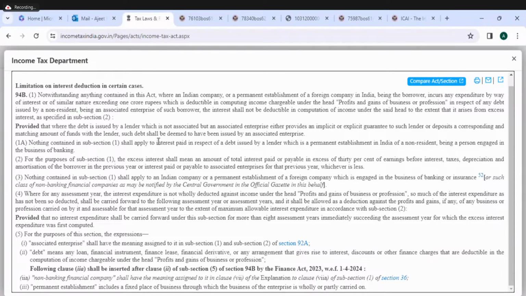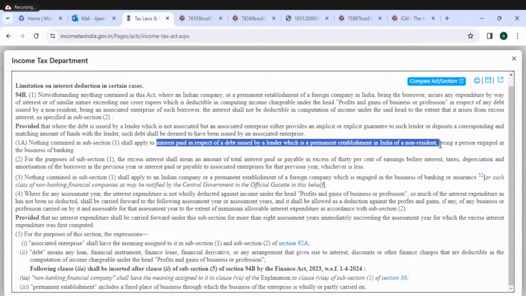Second thing, if the interest you are paying is for a loan issued by a lender which is a PE in India of a non-resident, being a person engaged in the business of banking. Suppose the non-resident is engaged in the business of banking and has set up a PE in India, and you are taking a loan from that PE, then also this section would not be applicable. That interest which you are paying will not be restricted under this section 94B.